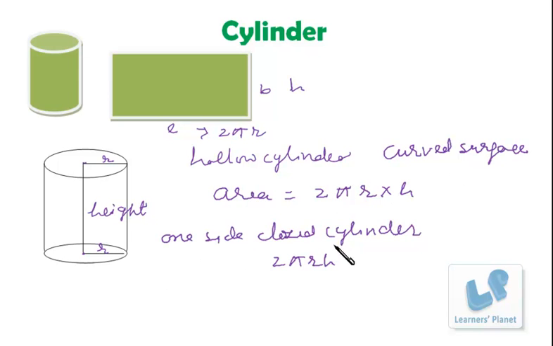So if the cylinder is closed from one side, the total area will be the area of that circle plus the area of the curved surface. Now the area of the curved surface is 2 pi r h and the area of the circle is pi r square. Now if the cylinder is closed from both sides, then there will be two circles. So in all it will be 2 pi r h plus pi r square plus pi r square, that is two circles, one bottom and one top. So it's 2 pi r square.